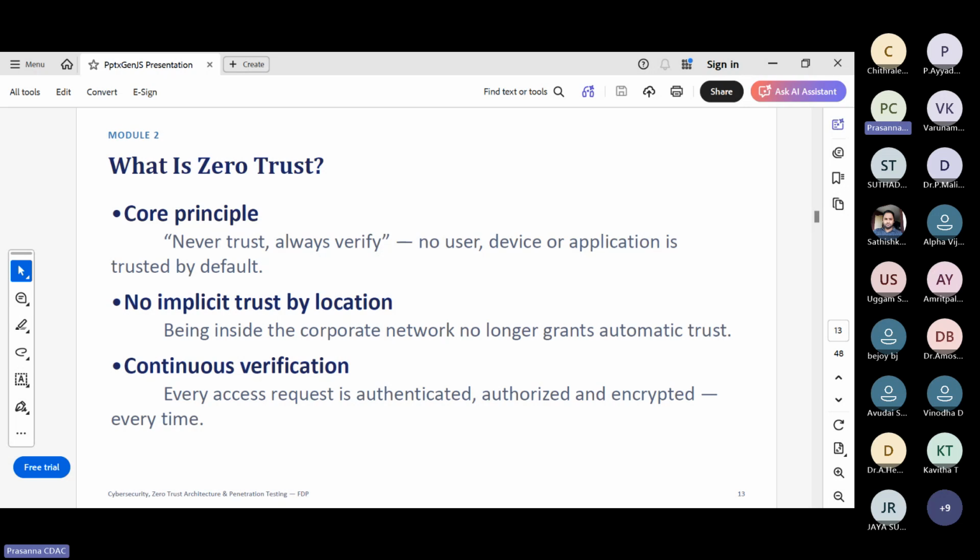Okay. Now, the core principle is zero trust. That is, never trust, always verify. No user, device or application is trusted by default. And there is no implicit trust by location. That is the main concept. If you are within the department network, you are not 100% trusted. There is no trust by location. Even if you are within the department or within the server room, you are not in a trusted network.